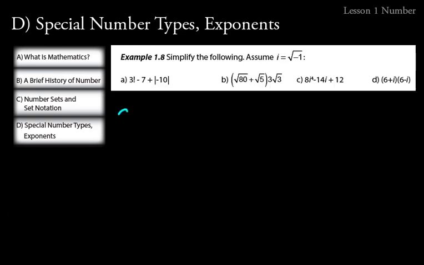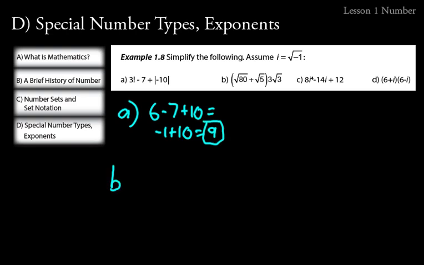So moving on to some other number types here, just reviewing absolute value and imaginary numbers and factorials. So like in A, we have a 3 factorial, which means 3 times 2 times 1. You can use your factorial button on your calculator if you want. Or like that one's easy enough, just do in your head, 3 times 2 times 1 is 6. And so we can simplify in some steps here. Minus 7 and then plus absolute value of negative 10. That'd just be a 10. And so then 6 and a negative 7 is negative 1 plus 10 is equal to 9.